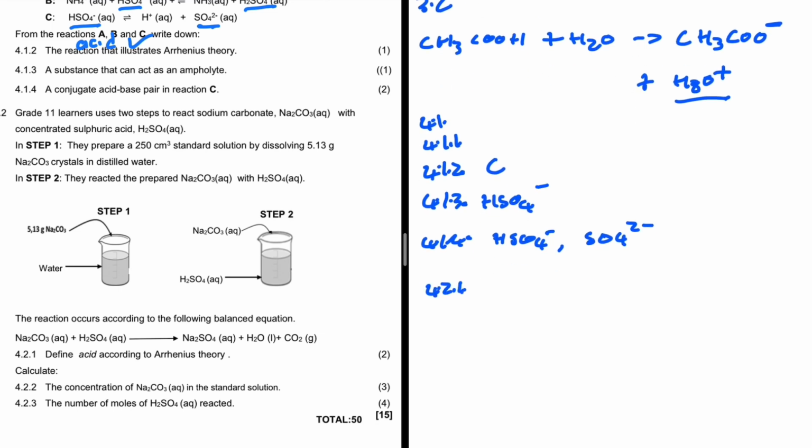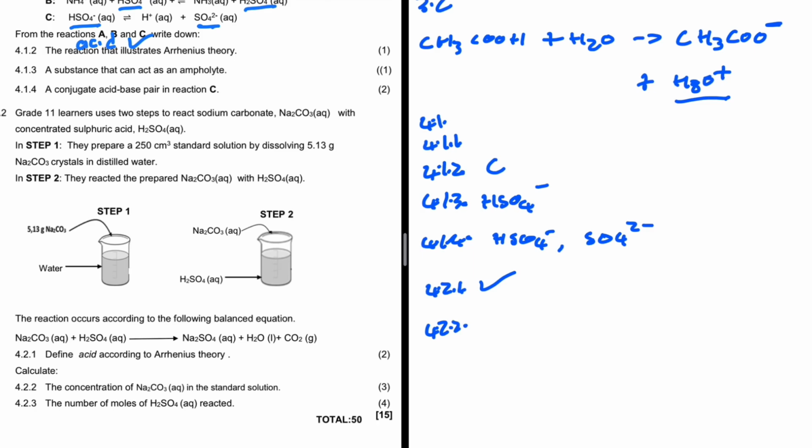And then 4.2.1, define an acid according to Arrhenius theory. Right, we're getting tired of these definitions. I think we have defined an acid and a base according to Arrhenius and Lowry theories. In these questions collectively, we have defined everything, I think. So an acid is a substance that ionizes to produce hydrogen ions when dissolved in water. That is 4.2.1.